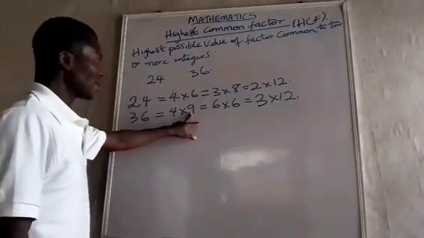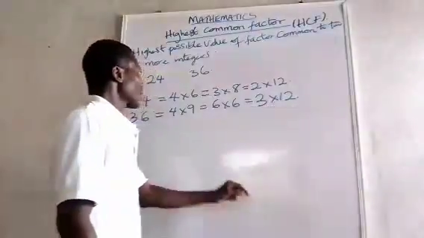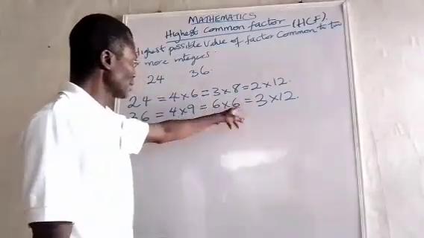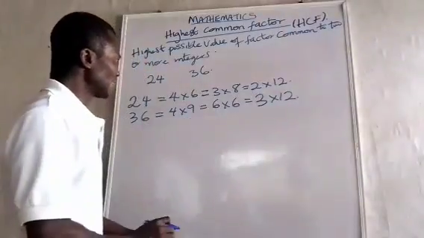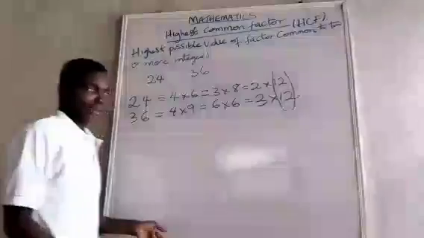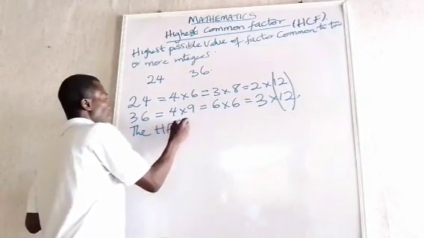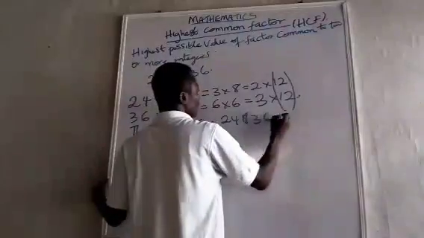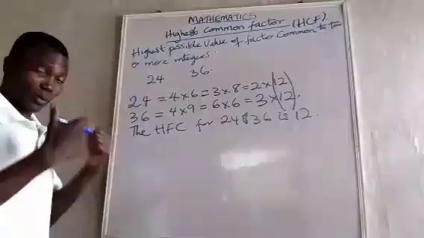This one has 6. This one has 9. They both have 3. Yes, you can still see. This one has 6. I think the two of them have 6. You can see. This one has 9. This one doesn't have. But at the end of the day, the biggest is 12. So the highest common factor for 24 and 36 is 12. That is, it will be 12, the highest possible.